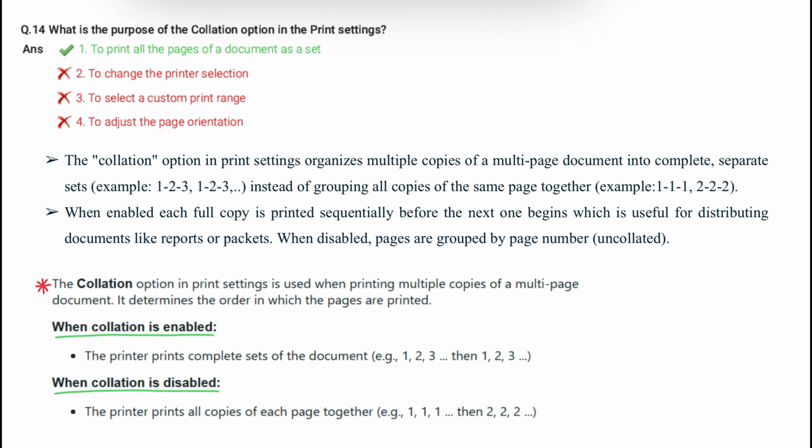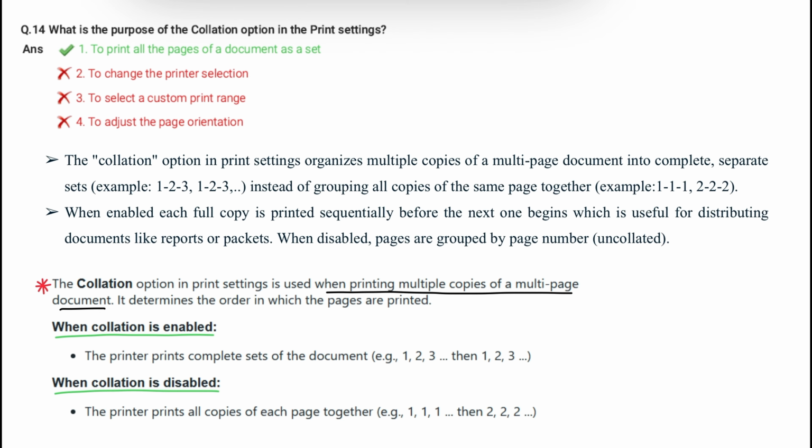Next question. What is the purpose of collation option in print settings? So the collation option in print settings is used when printing multiple copies of a multi-page document. It determines the order in which pages are printed.